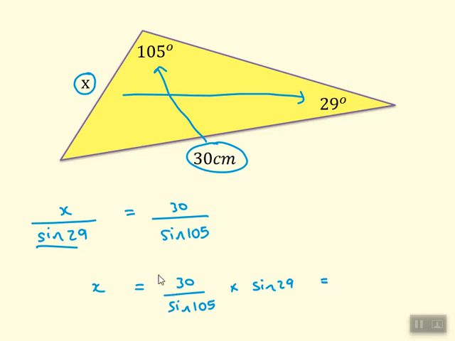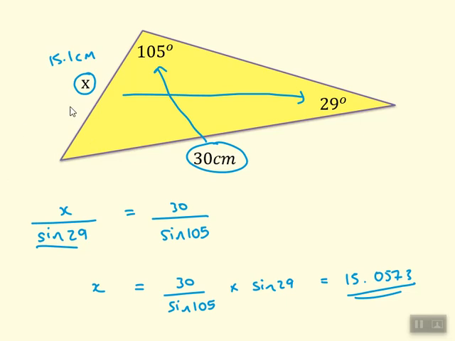I'm going to use the fraction button: 30 divided by sine 105, multiplied by sine 29. And that gives us 15.057355. I'm going to round that to one decimal place, so 15.1 to 1 decimal place, but that's what it says on the calculator. I hope you got that right.